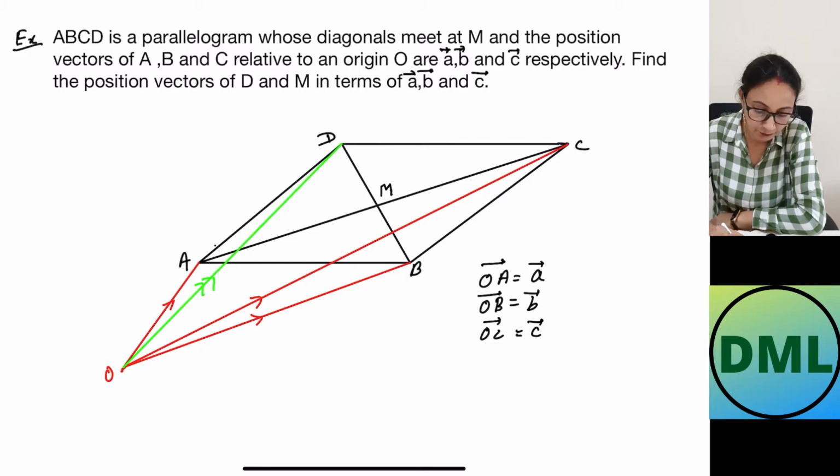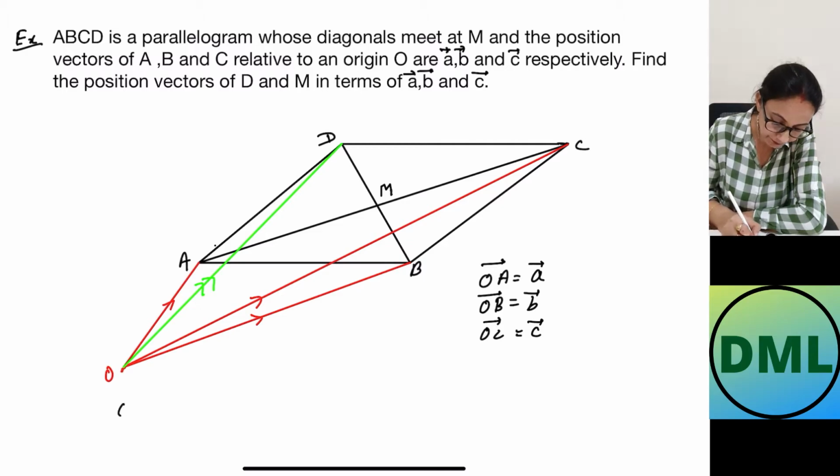Now we have to find out the position vector of D. They have not given you the diagram. This is the diagram I have drawn for you. So I have made the origin O here, and I have joined OA, OB and OC. Now I need to find out the position vector of D. So I have joined it with the origin. Now we have the triangle OAD, so OD will be written as OA plus AD.